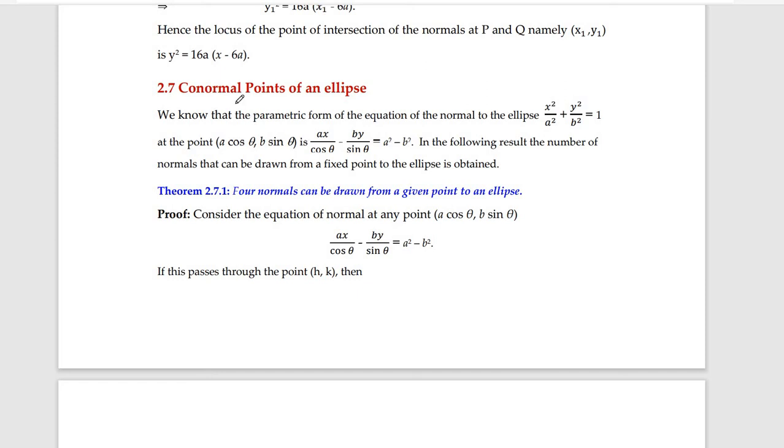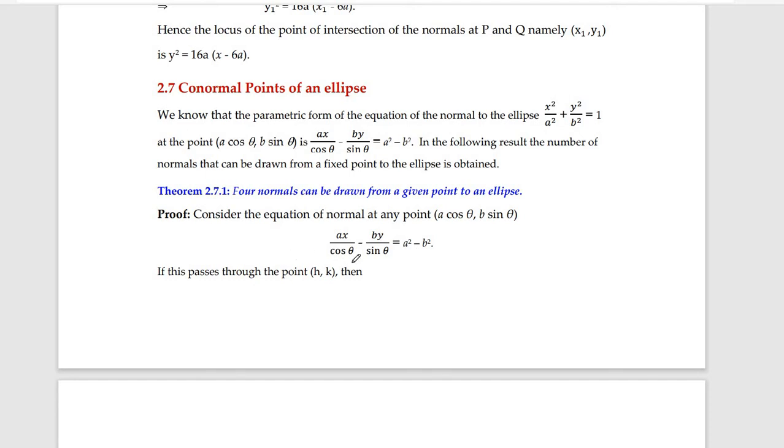Now we have the conormal points of an ellipse. In the case of a parabola, we said that there can be three normals drawn from any point (h, k) to the parabola. In the case of an ellipse, we can have four normals from any point outside the ellipse.